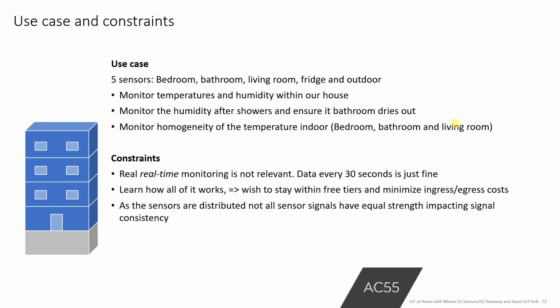And then finally, the sensors are distributed. As I mentioned, one is in the fridge and another in the bathroom and one in outdoor. And the distance from the sensor to the gateway impacts the signal strength and hence the frequency with which I actually get data to the gateway and hence into the cloud. And there are some settings we can tweak to make sure that that improves.